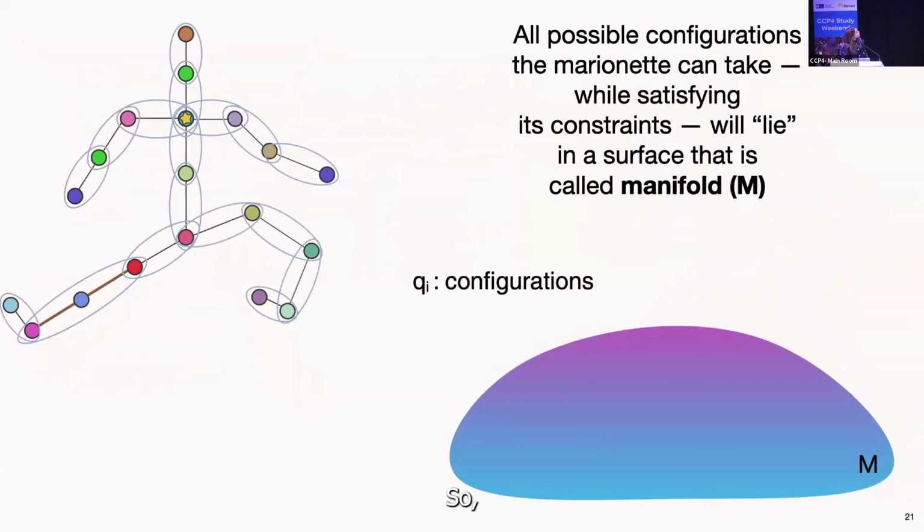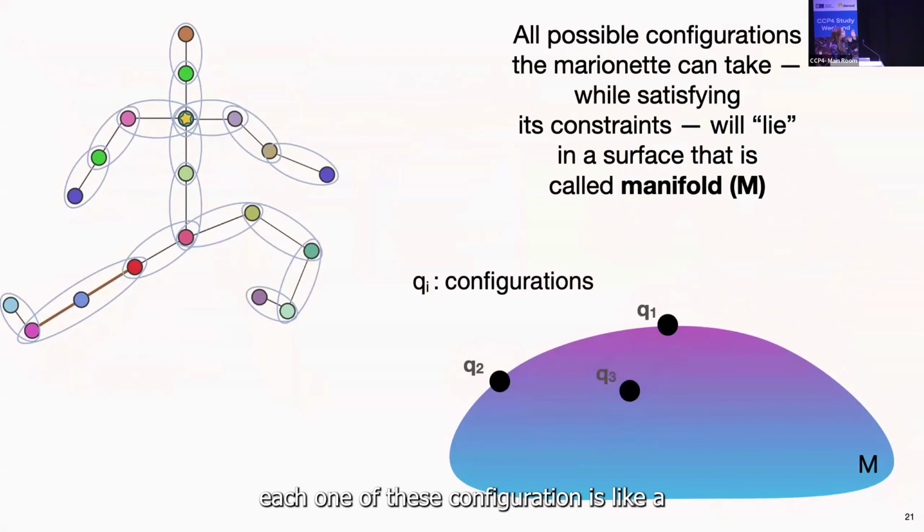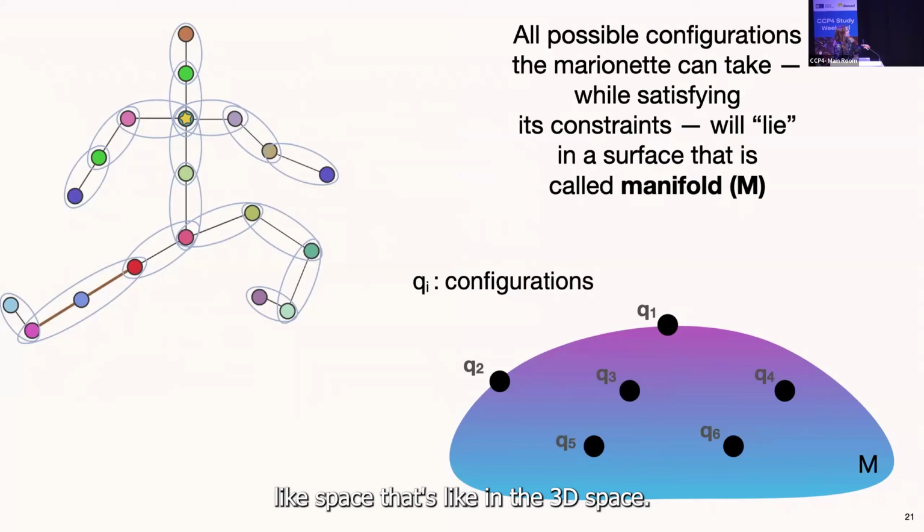So all possible configurations that the marionette can take while satisfying the constraints that I added will lie on a surface that is called a manifold. You heard about manifolds in the previous talk. Let's say that each one of these configurations is like a dot in this 3D space. Everything I need to know about how the protein will move lies in this manifold, if I could only extract these motions from the manifold.